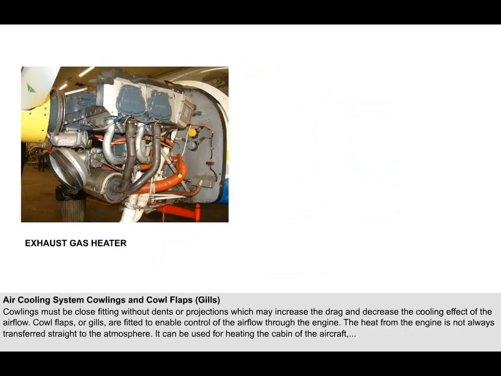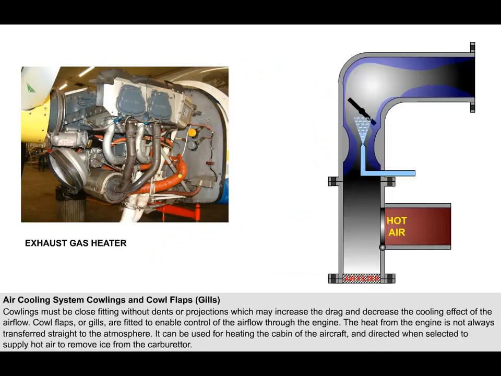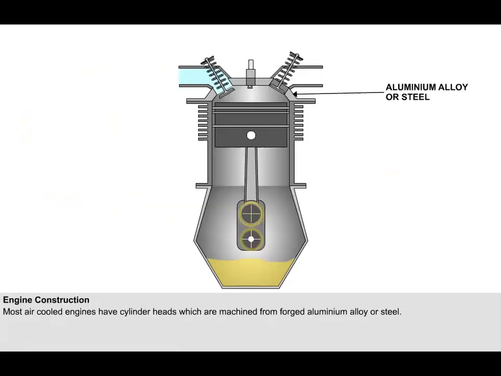The heat from the engine is not always transferred straight to the atmosphere. It can be used for heating the cabin of the aircraft, and directed when selected to supply hot air to remove ice from the carburetor. Both these uses are fully explained in other lessons. Where possible, engine components are made of materials with high heat conductivity. Most air-cooled engines have cylinder heads which are machined from forged aluminium alloy or steel, with, to obtain the best possible heat flow, a heavy deposit of copper on the combustion chamber face.